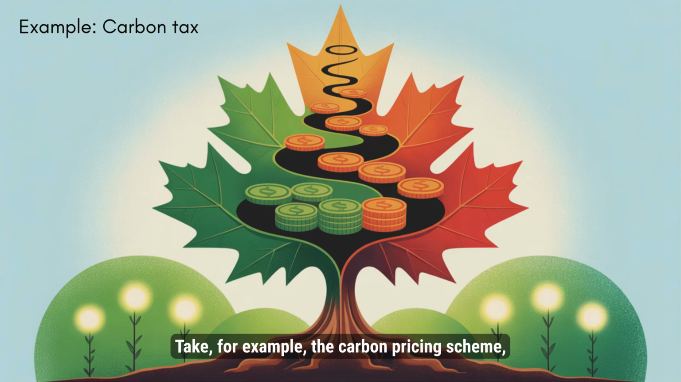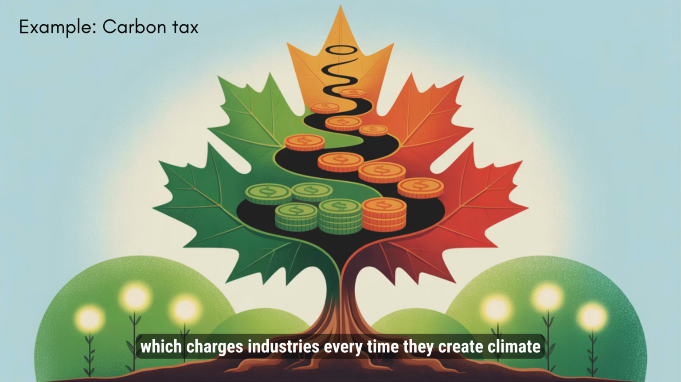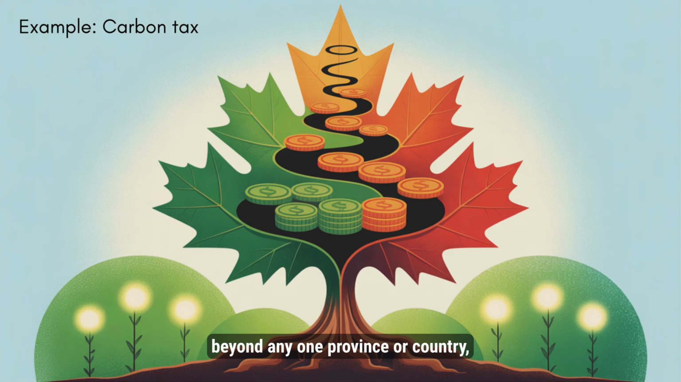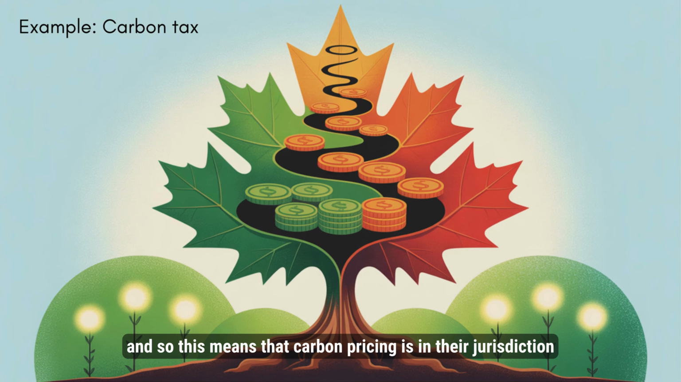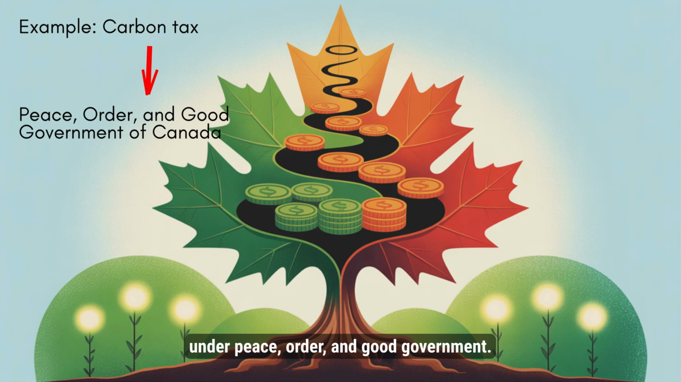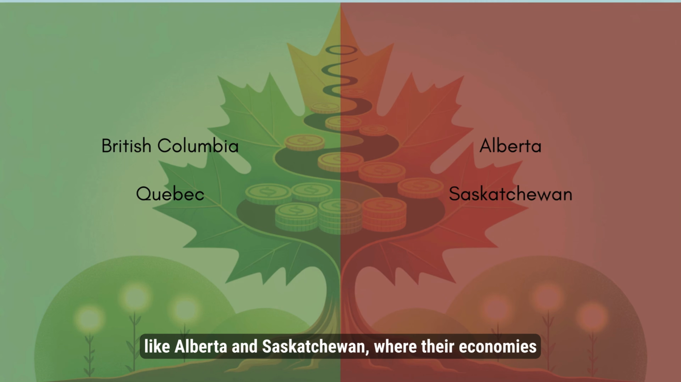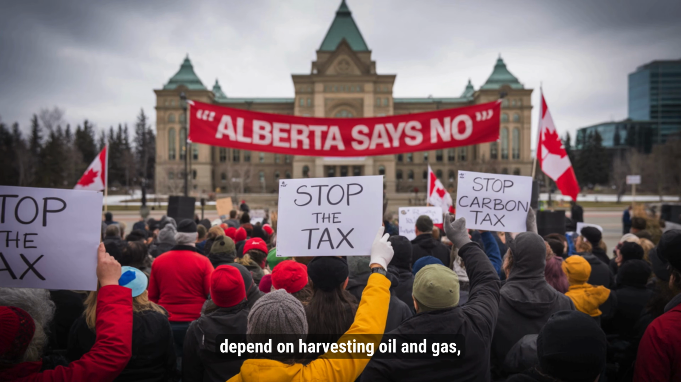Take, for example, the carbon pricing scheme, sometimes called the carbon tax, which charges industries every time they create climate change-causing emissions like carbon dioxide. The federal government introduced this measure to combat climate change, arguing that climate emissions are a global problem that extends beyond any one province or country, and so carbon pricing is in their jurisdiction under peace, order, and good government. This tax was popular in provinces like British Columbia and Quebec, where much of their energy is produced using water, which is emissions-free, but it was very unpopular in provinces like Alberta and Saskatchewan, where their economies depend on harvesting oil and gas, which creates climate emissions.